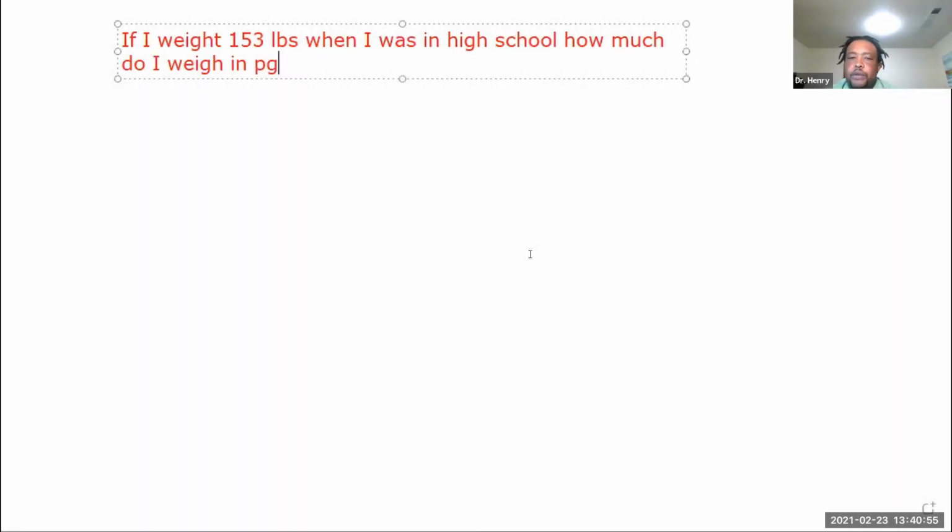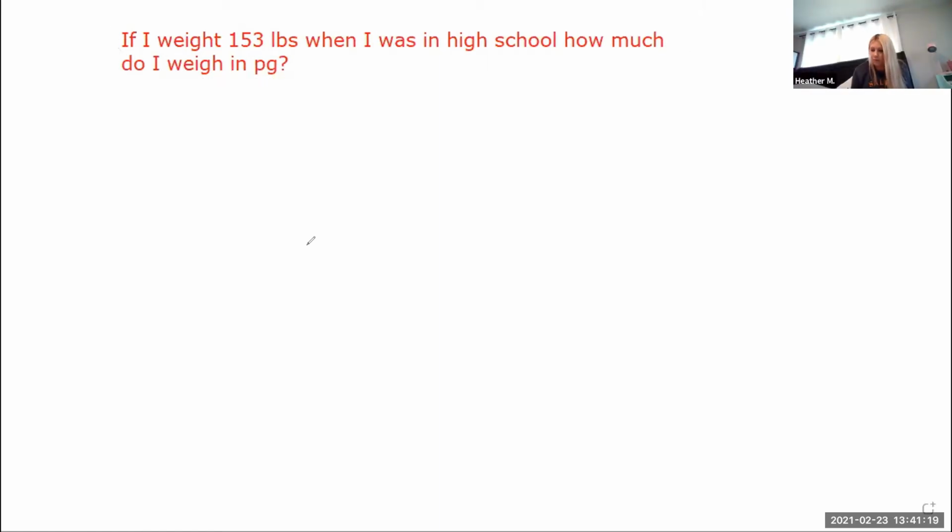Okay, so this is just a simple conversion, right? So here you're going to be using dimensional analysis. Starting out with pounds, I want to know how much I weigh in picograms. So how would I go about doing that? Pull out the information that you need to work the problem. Okay, so let's get the information that we need. What's our given? That you weigh 153 pounds. I always believe that you should always start off with what you're given. I weigh 153 pounds.